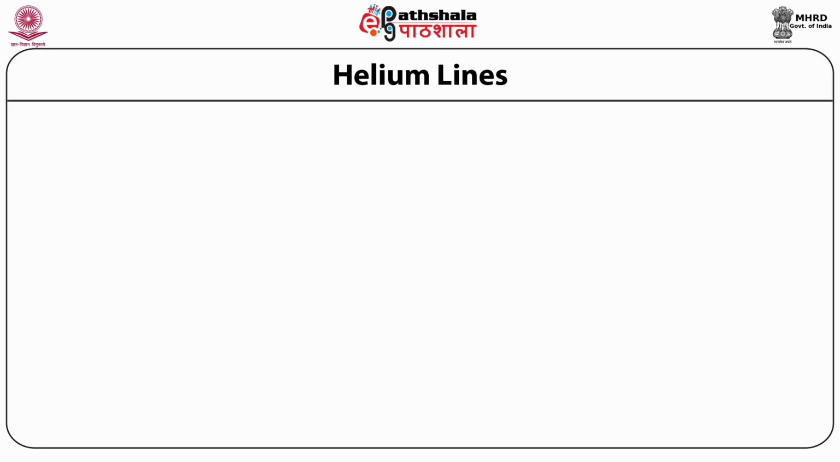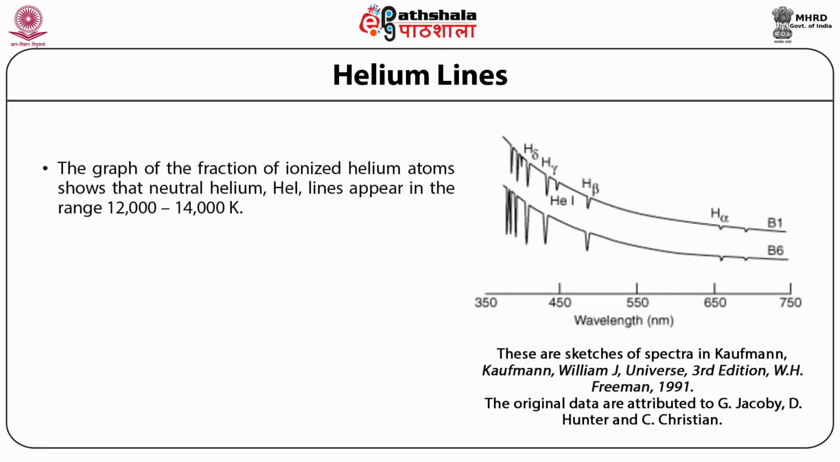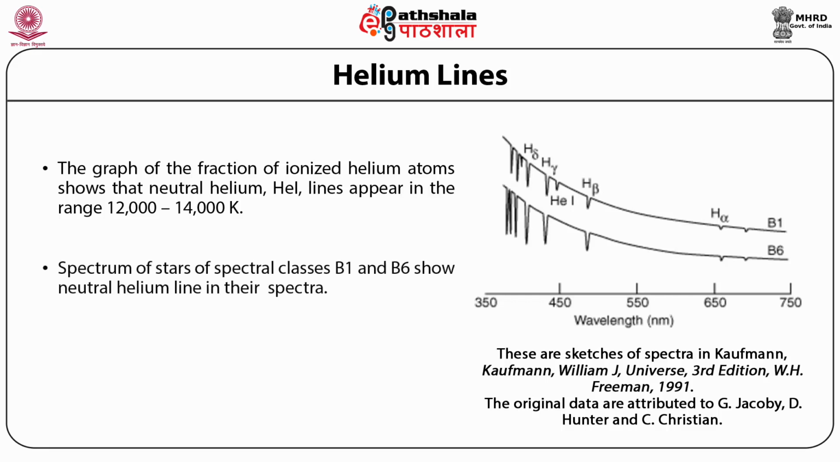The graph of the fraction of ionized helium atoms shows that neutral helium, helium-1 lines appear in the range 12,000 to 14,000 Kelvin. The spectra of stars of spectral classes B1 and B6 show neutral helium lines. The figure given here are the sketches of spectra, again in the Kaufmann and Williams book, and the original data is again attributed to Jacoby, Hunter and Christian.